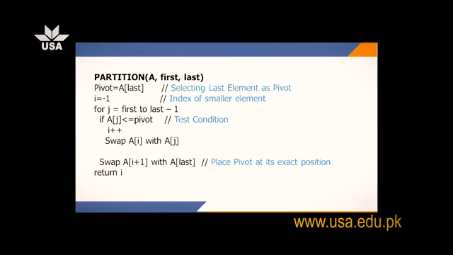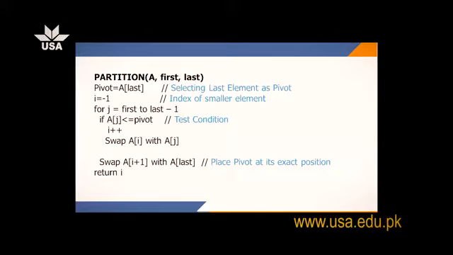First one is the array, second one is first, which represents the first index to be sorted, and last one is the last index of the element. Next, in the beginning of this pseudocode, we select the last element of the array as a pivot. In this first step, we are selecting the pivot so that we can apply the quick sort algorithm on the basis of this element.